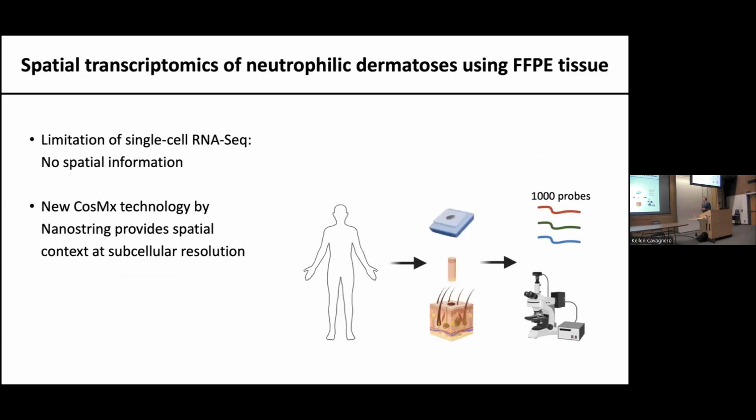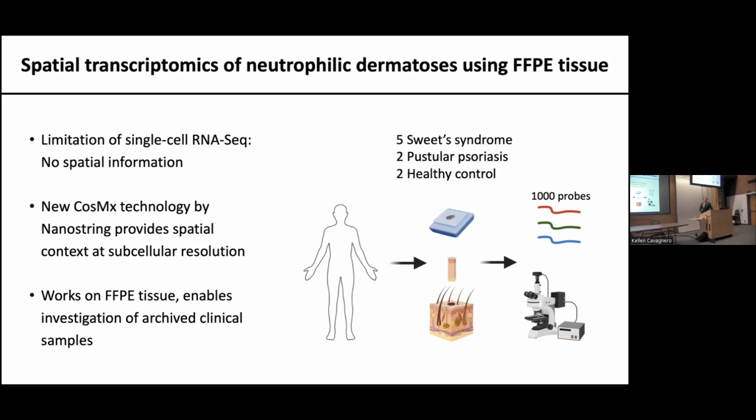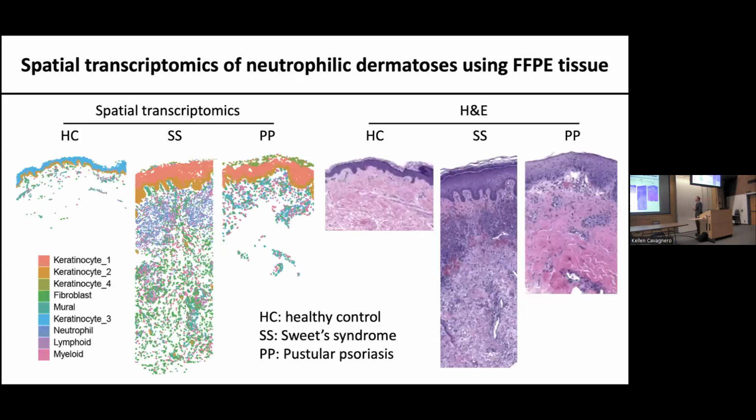However, another new technology, this one called CosMx, developed by NanoString, provides spatial context at very high resolution and very high plexity, 1,000 different genes we can measure at once. And this also works on FFPE and will allow us to study our archived samples. So we use this approach on a cohort of patients with neutrophilic dermatoses and healthy controls. And with this approach, we do the same sort of pre-processing as in the single nuclei, but now we can take those clusters that we get and project them back onto the skin to see where they are in space. And we can start making new discoveries.